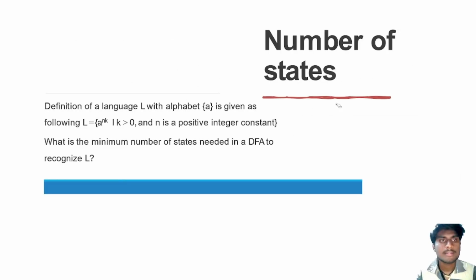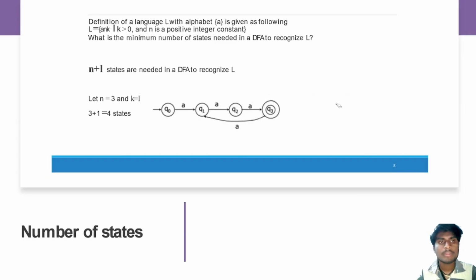Let us see this. The definition of language L with alphabet A is given as follows: L equals a power nk, where k is more than 0 and n is a positive integer constant. What is the minimum number of states needed in the DFA to recognize L? N plus 1 states are needed in a DFA to recognize L. Let n equal 3 and k equal 1, then the states will be 3 plus 1 equals 4 states, as given here. Those are Q0, Q1, Q2, Q3.